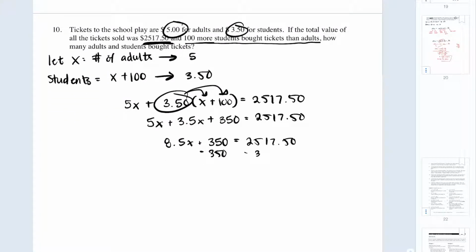Okay, let's solve this. Minus 350, remember, line up your decimals, please. Minus 350. So it looks like we are left with 50 cents, and then that becomes a 7. I'm going to borrow from there.